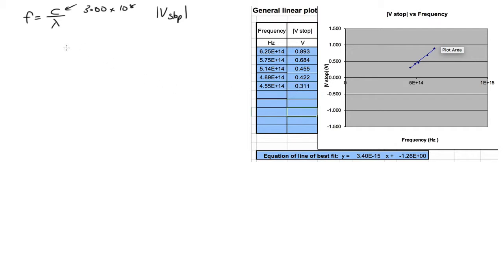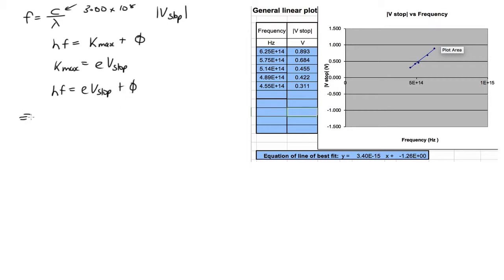Okay, so Einstein told us that hf is equal to the maximum kinetic energy that an electron can have plus the work function for the metal. And we know that the maximum kinetic energy, we're measuring that physically by measuring this stopping voltage. So that's equal to e times the stopping voltage, where e is the charge on the electron. Okay, so let's substitute this in here, and we've got hf is equal to eV_stop plus phi.